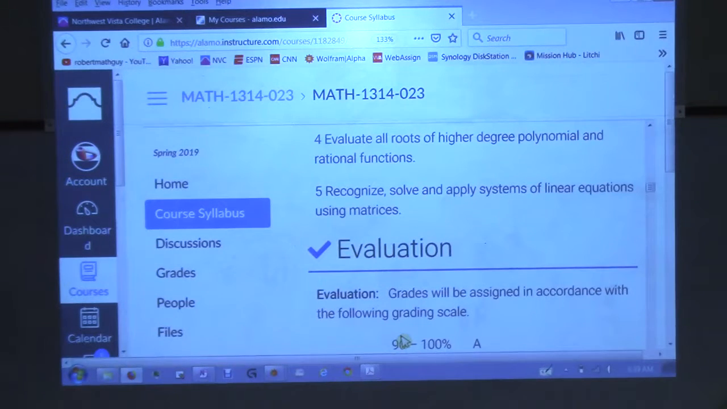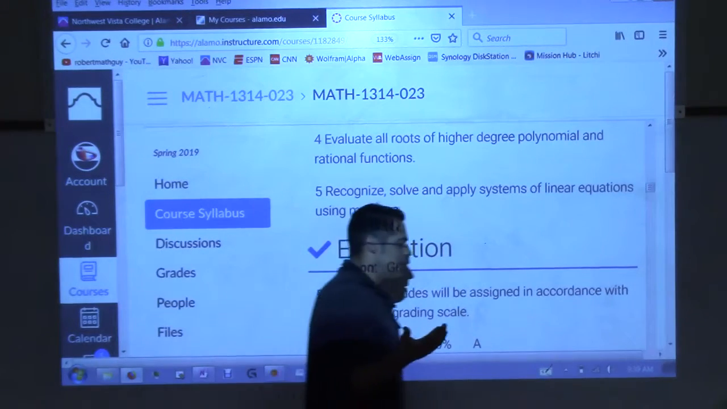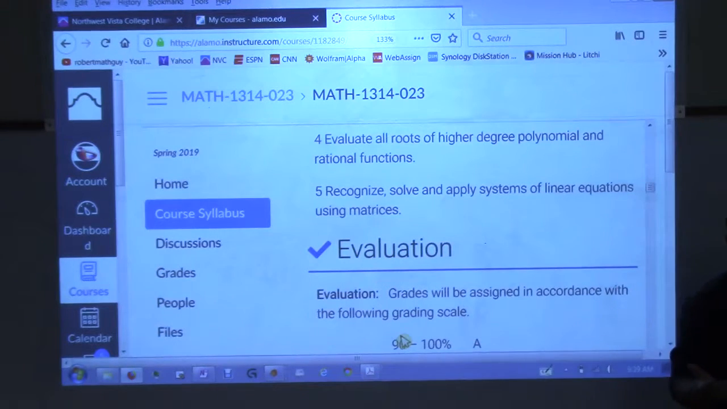So if down the road, you're undecided right now, you don't know what you want to do, and you decide later that you want to do medical, let's say doctor or something like that, this class is not going to be okay. You're going to have to go back and take a different math class.